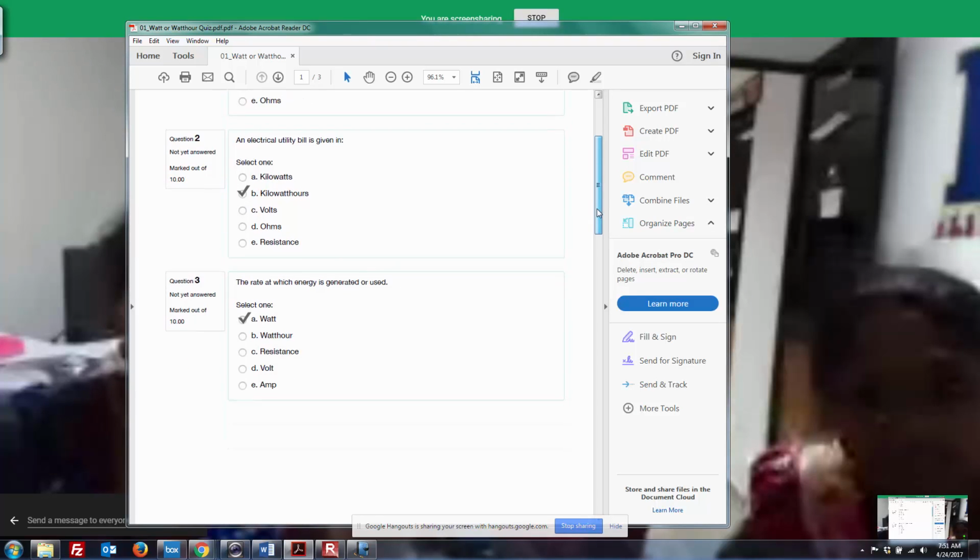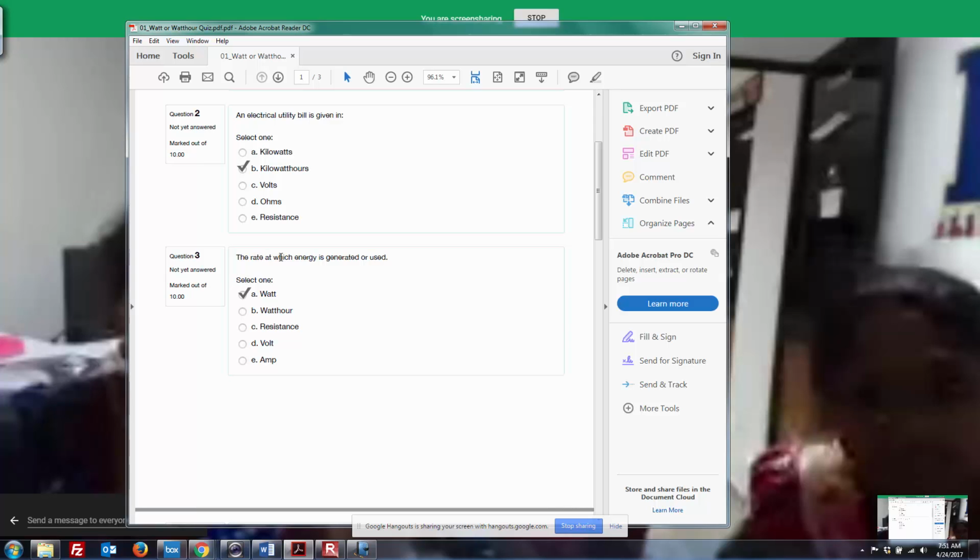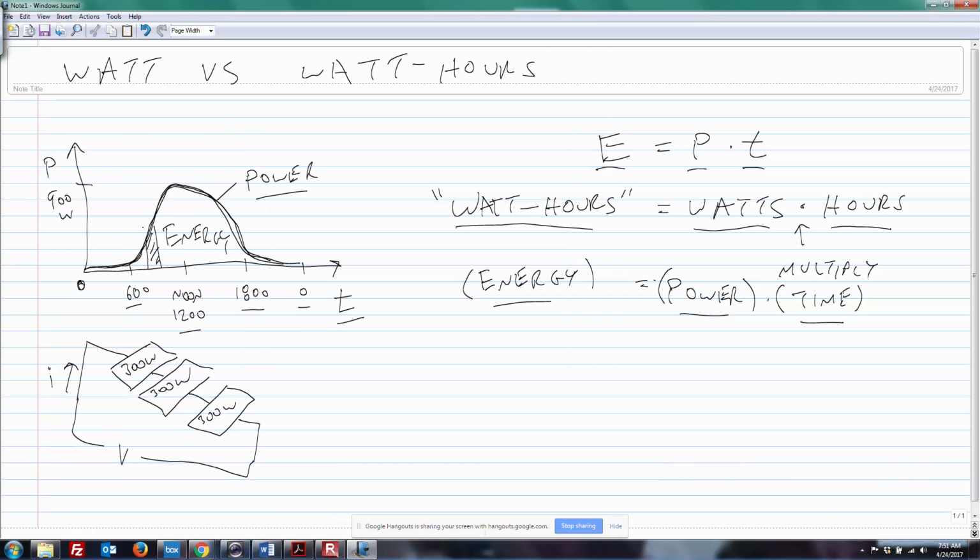Okay. The next part is that the rate at which energy is generated or used is measured in watts, and that should be clear from here. So the watt is basically the slope of this curve. A watt equals 1 joule per second. So the watt is the rate. It's the steepness of the curve. This would be high power, and this would be low power.